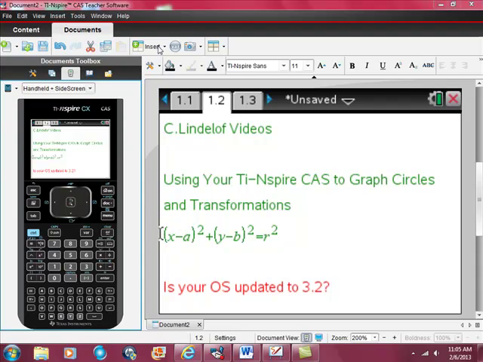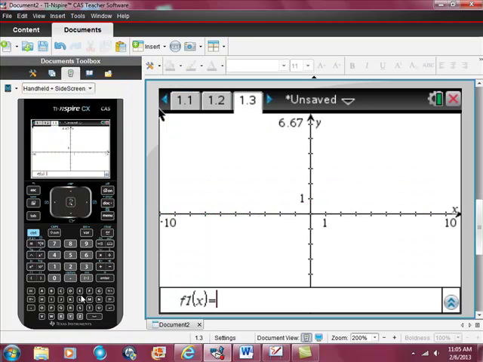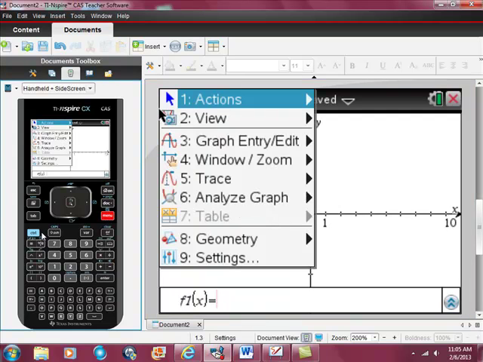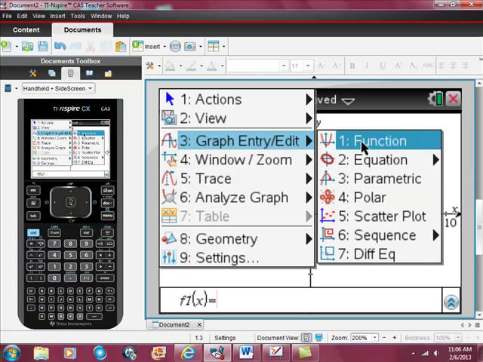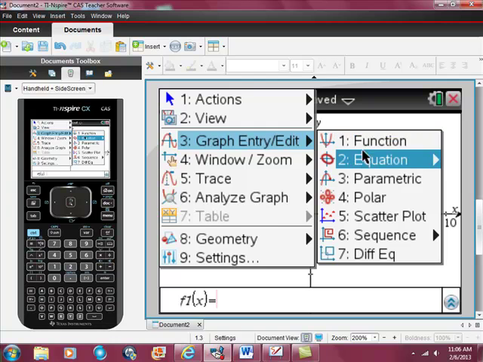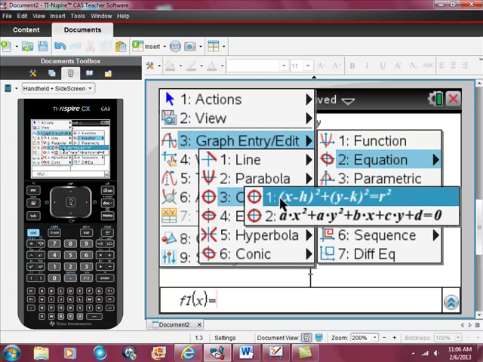Okay, let's try this out. What I'm going to do first is go to my calculator and choose graphs. That gets us here. Then I'm going to go to menu. If you go to 3, graph entry or edit, go here, and we want a circle. A circle is not a function, it's an equation. So we're going to go to equation and then back over to circle. So hopefully you have that figured out there.